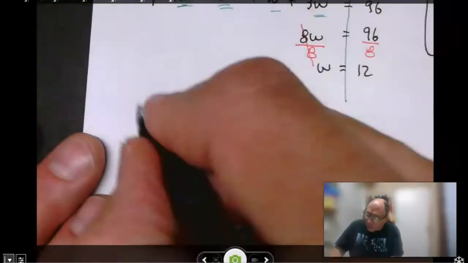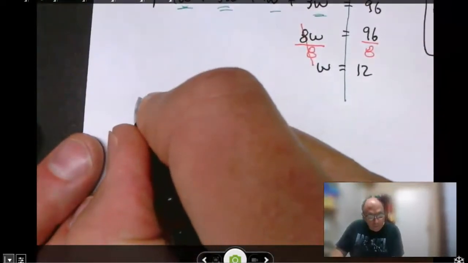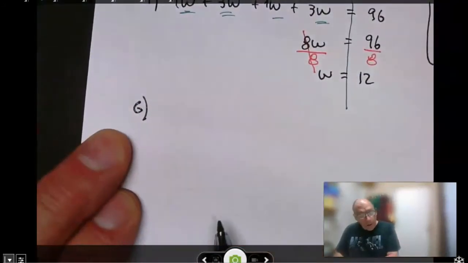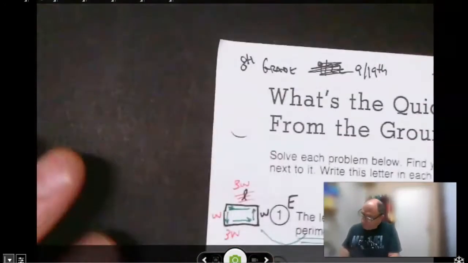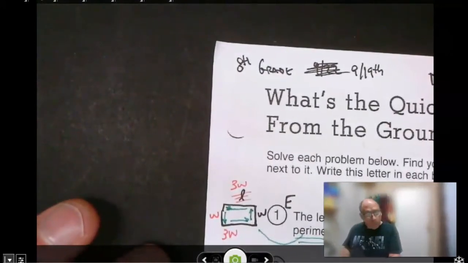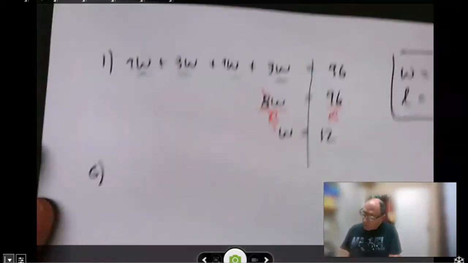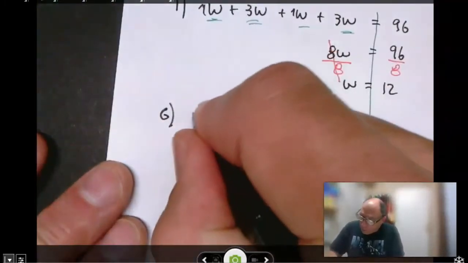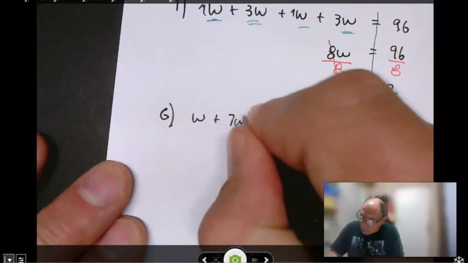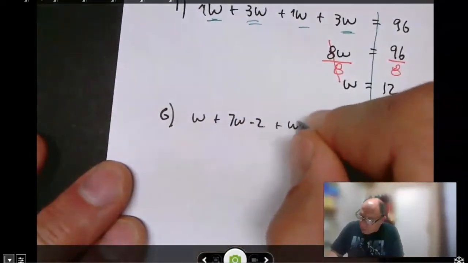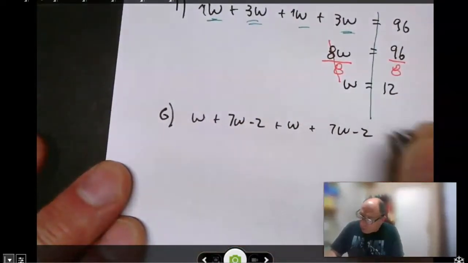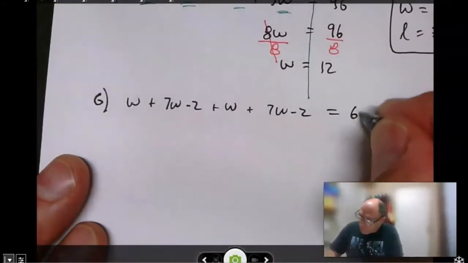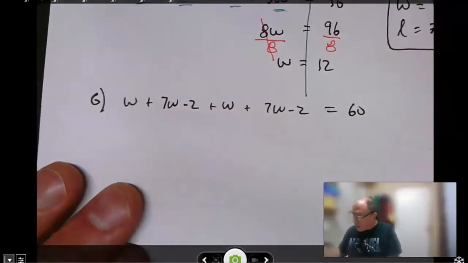So I'm going to just jump right to problem 6. You have to write this. What do we have? W and 7W minus 2. W, 7W minus 2. W, 7W minus 2. And this total was 60. I'll draw my line coming down.